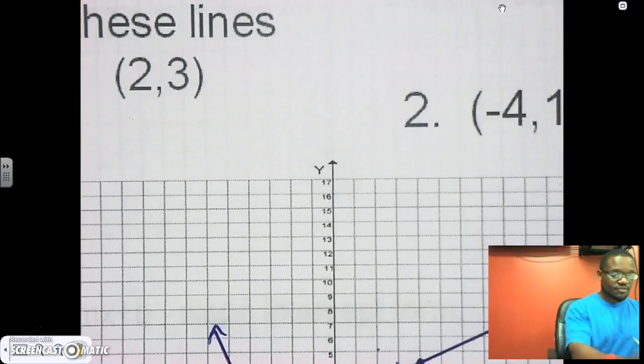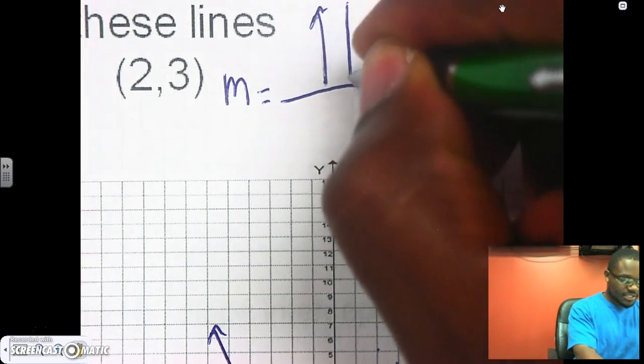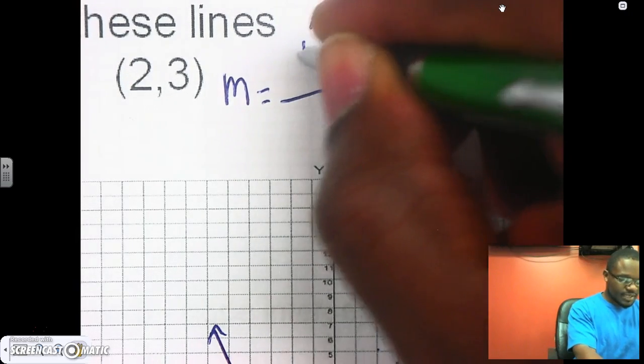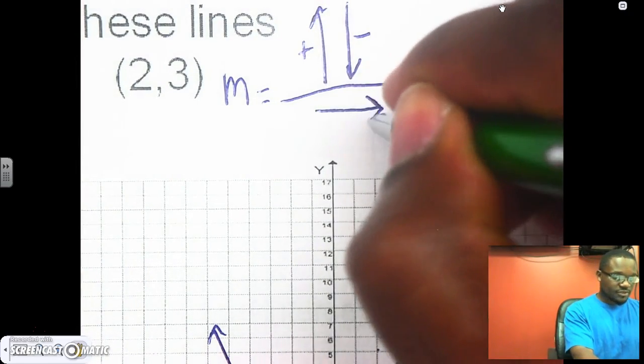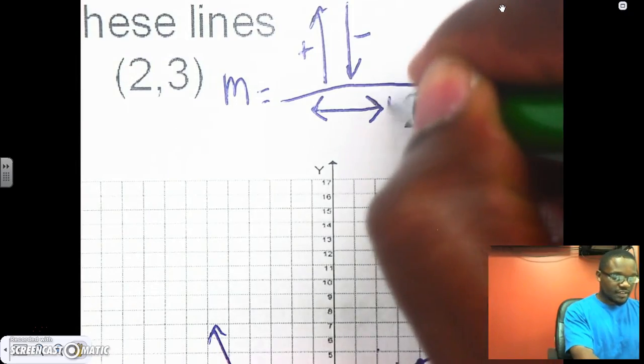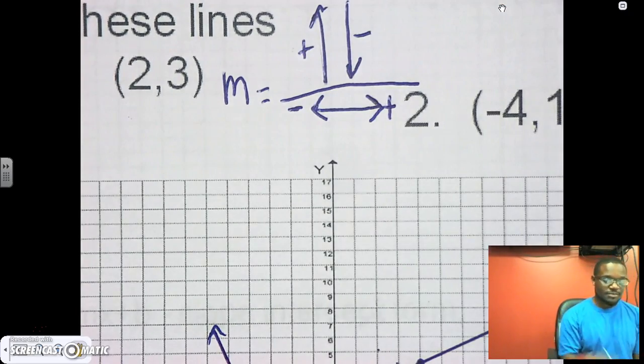this little friendly reminder from some previous notes that we talked about. Your numerator, or top number, tells you to go up or down. Up if it's positive, down if that number is negative. The bottom number tells you to go to the right or to the left. To the right if it's positive, to the left if it's negative. Okay? So that's what I'm using here.